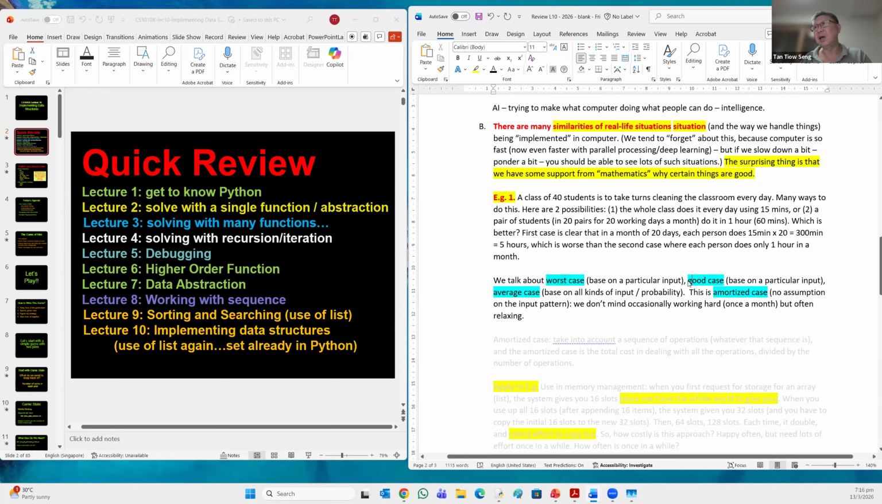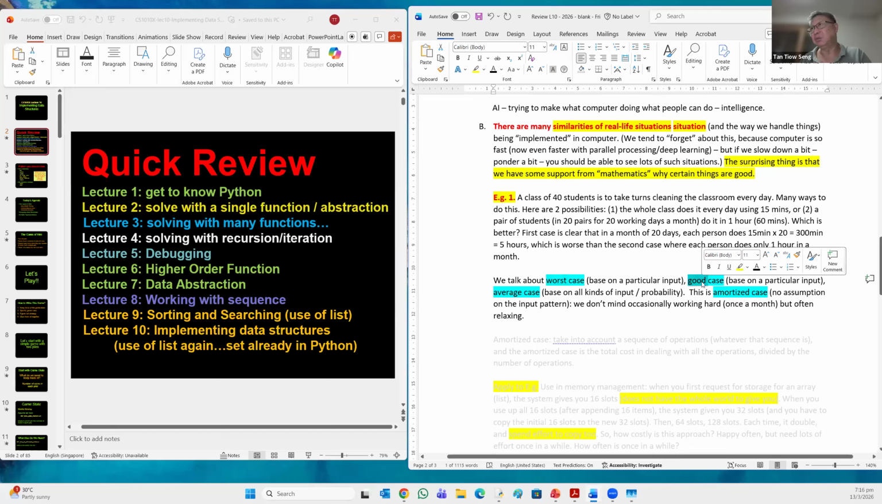On the other hand, the good case for the improved version of the bubble sort is when the whole set of input is already sorted. In this case you only need to spend O(n) time, where n is the length of the input, to finish the job. So the worst case can be O(n) squared. Same for bubble sort: the worst case can be O(n) squared.